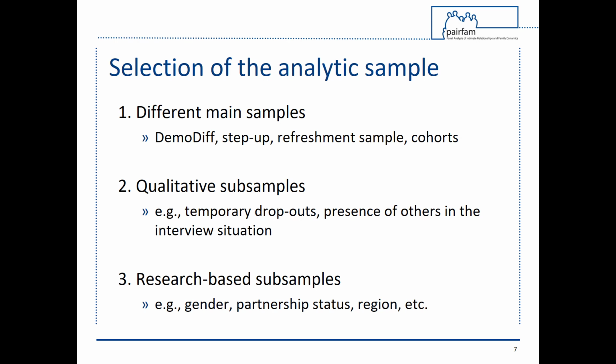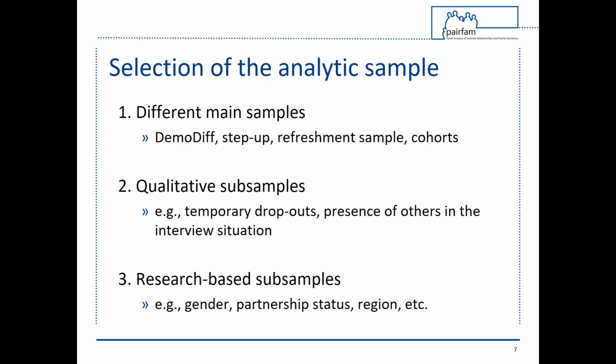Next, you may want to exclude some qualitative subsamples. For example, temporary dropouts, respondents who skipped one wave. Furthermore, it might be relevant whether other people were present for the interview, especially if you are analyzing sensitive questions. For example, the question on satisfaction with one's relationship might be biased if the partner was present for the interview.